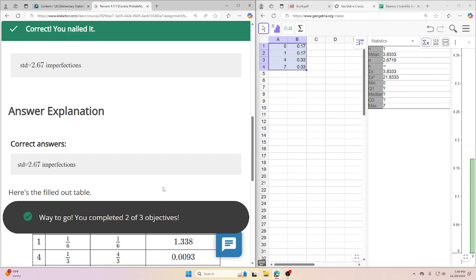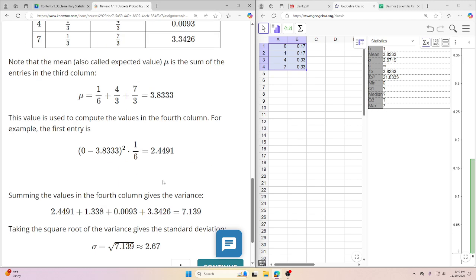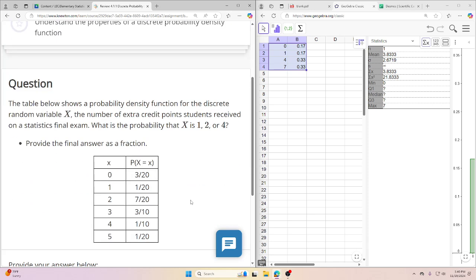Again, right? There's no difference here. It's all just GeoGebra, standard deviation, no problem. Are we cool? Do I have to do this now?